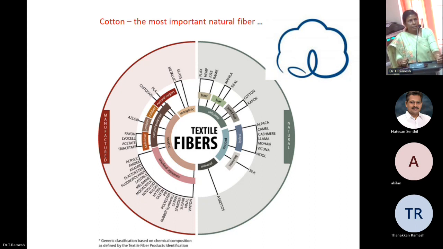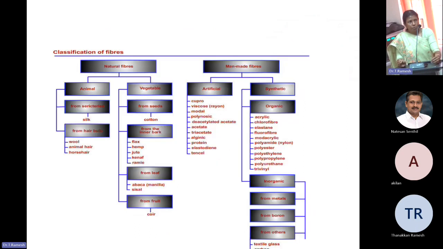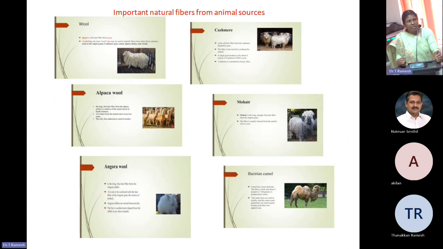I have given a classification of what comes under man-made or natural fibers. Among animal sources, sheep wool, silkworm and others are natural fibers, and other than cotton, hemp as well, which I have given on the other side. All these come under the natural fiber category, but cotton is the prime among natural fibers. These are important natural fibers from animal sources, from different types of sheep, wool, even camel, and I have shown them just to give an idea.